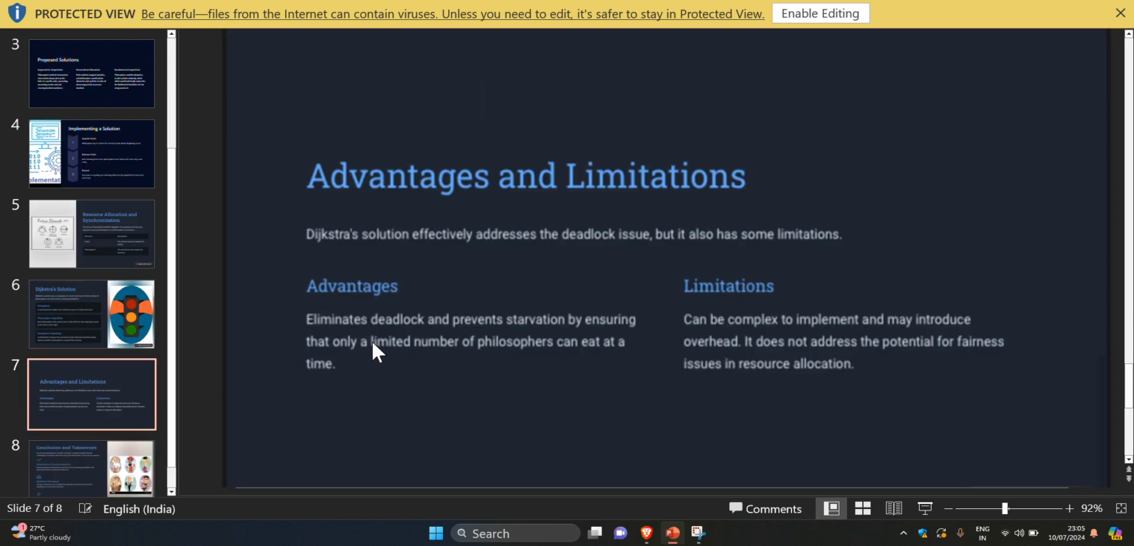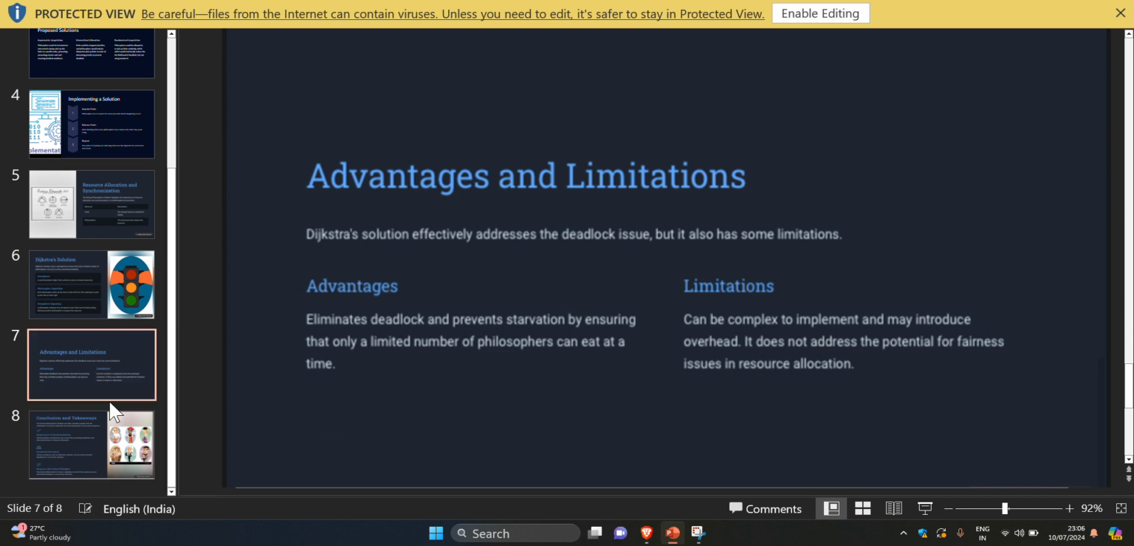Advantages and limitations of this semaphore solution. It effectively addresses the deadlock issue, but it also has some limitations. Advantage: it eliminates deadlock and prevents starvation by ensuring that only a limited number of philosophers can eat at a time. Limitation: it can be complex to implement and may introduce overhead. It does not address potential fairness issues in resource allocation.